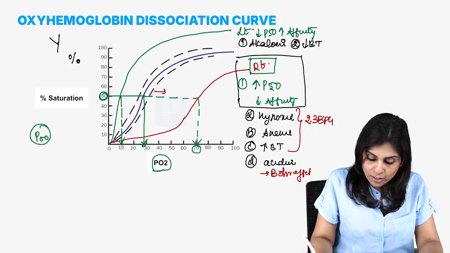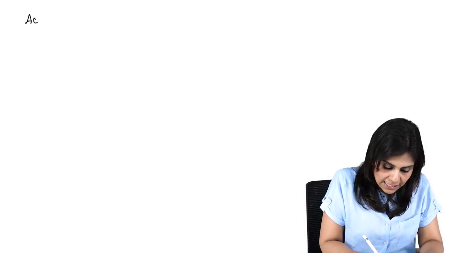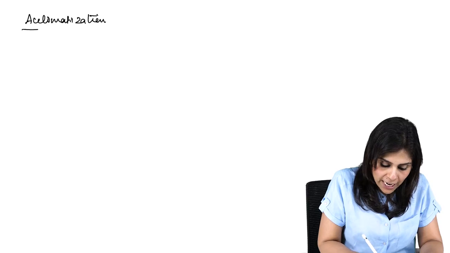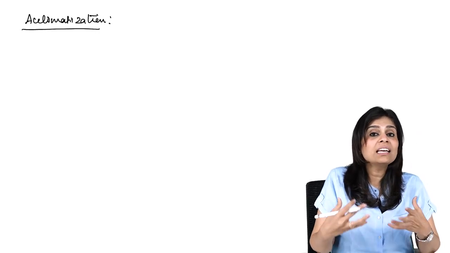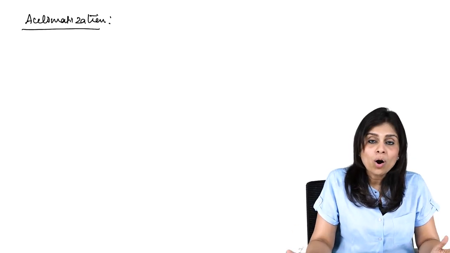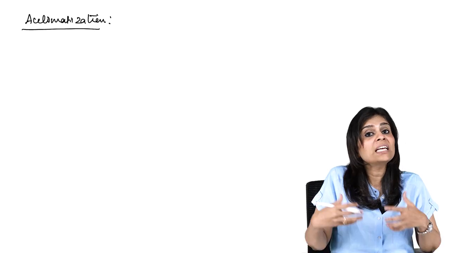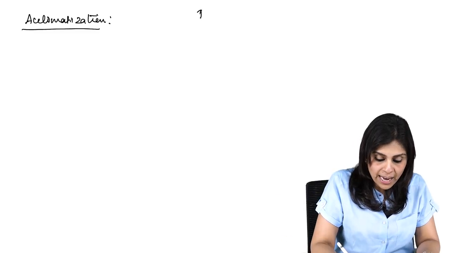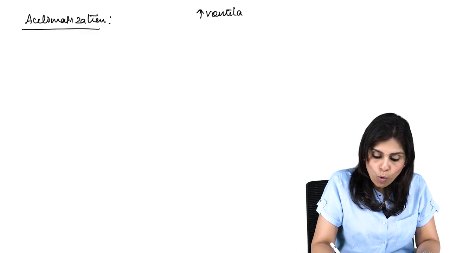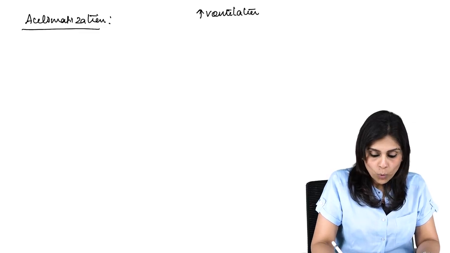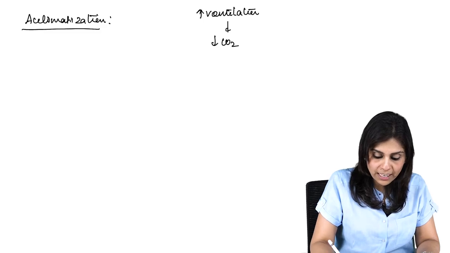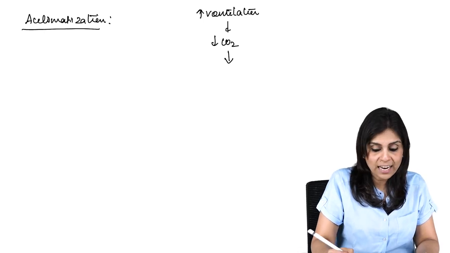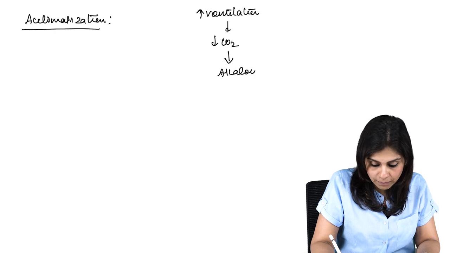So, let me tell you what is acclimatization. Acclimatization includes all adaptive changes which happen when a person is slowly getting exposed to hypoxia. On the other hand, what happens when a person is quickly getting exposed to hypoxia? The person hyperventilates. When a person hyperventilates, the person washes away carbon dioxide, which is a source of acid. The person is getting rid of a source of acid, which causes alkalosis.